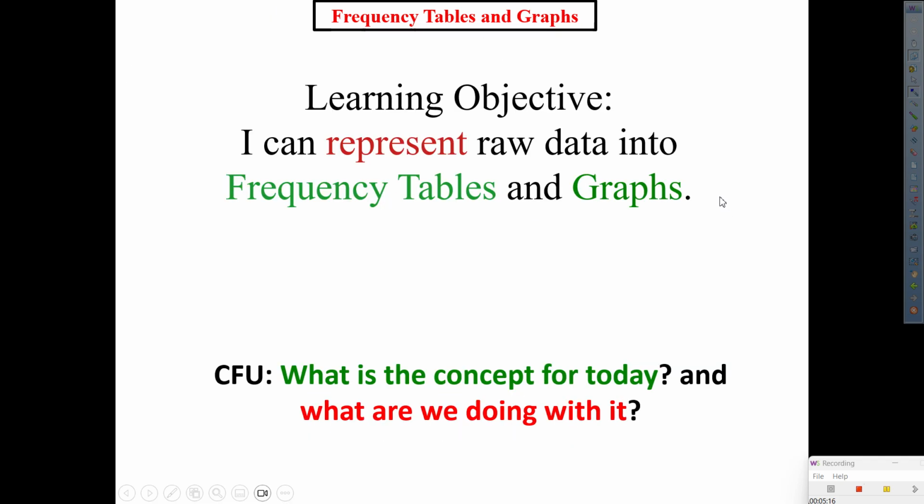Get a Cornell note ready, please. I can represent raw data in frequency tables and graphs. Give you a minute to set up. Write the objective at the bottom left. All right, here we go.